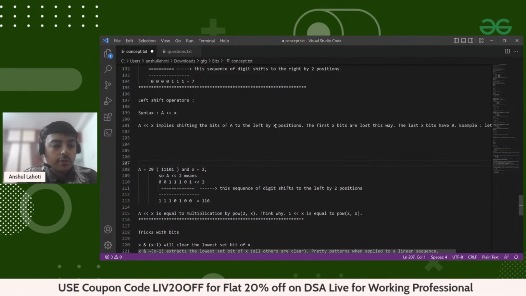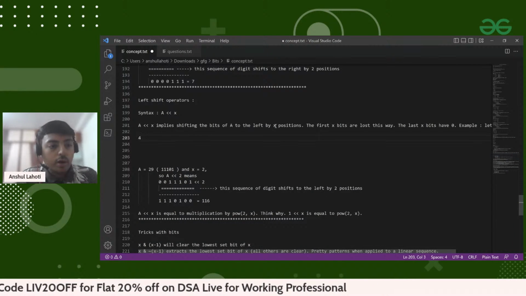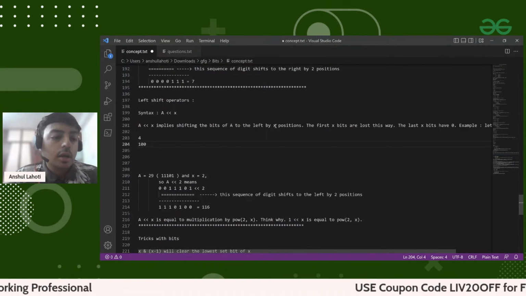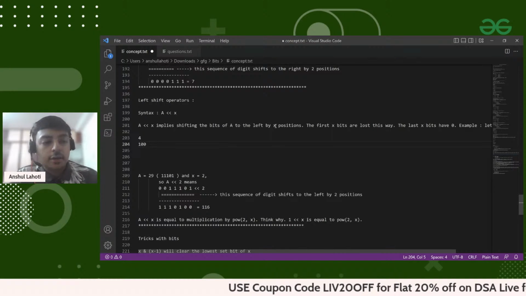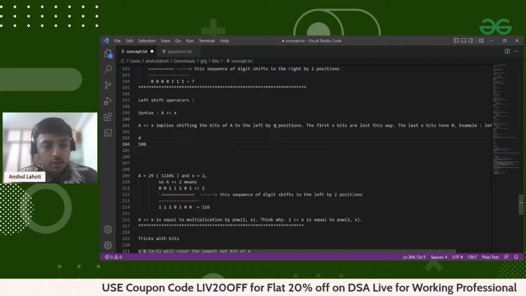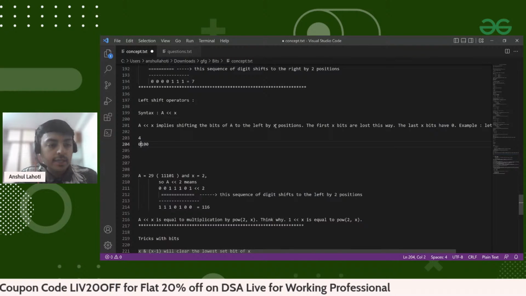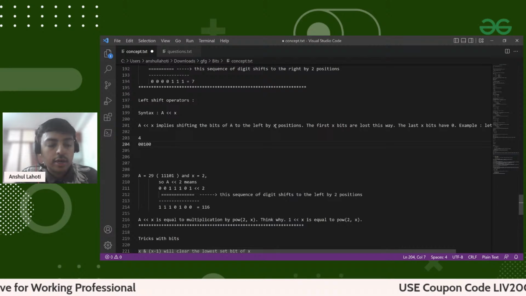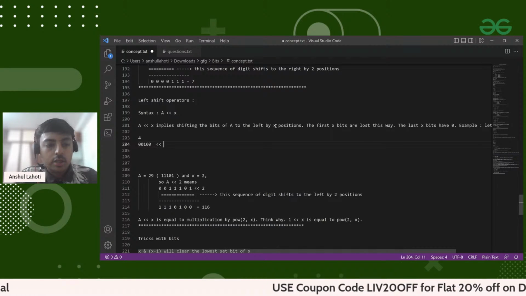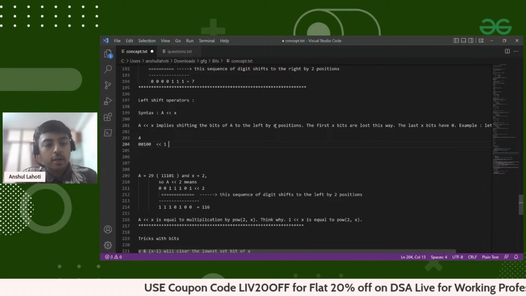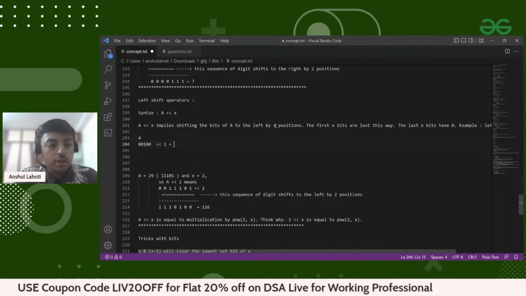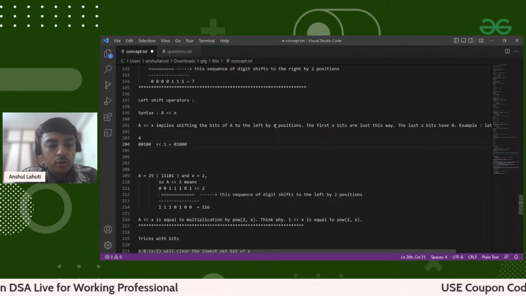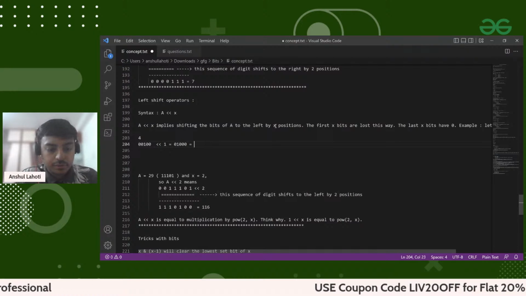Here we will take the example of 4 again. The binary representation of 4 is 100. More precisely, we can represent it like this also: 0 0 1 0 0. The starting zeros don't have any significance, but it will be easier to understand. So if we left shift it by one, the output is 0 1 0 0 0. So the output here will be 8.